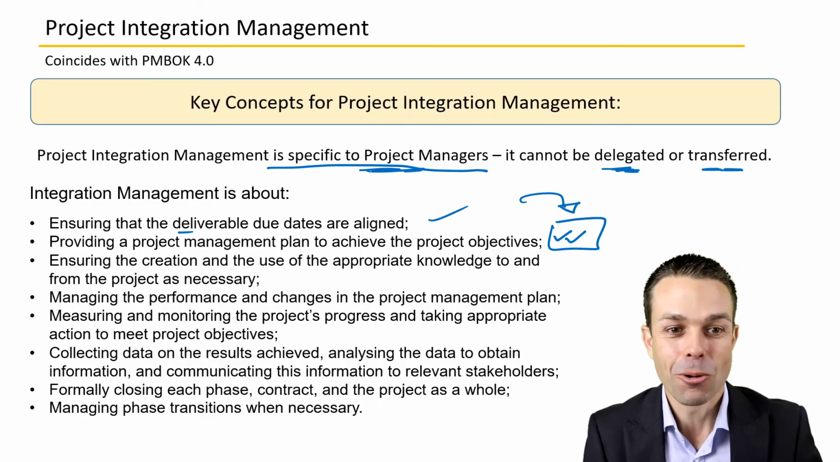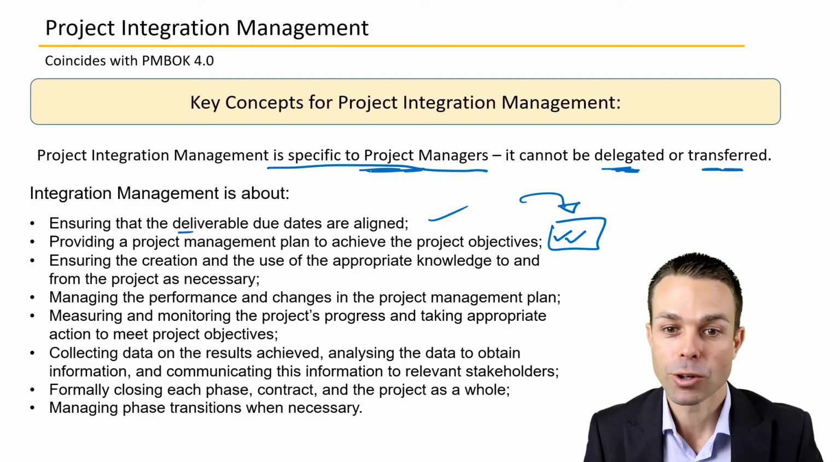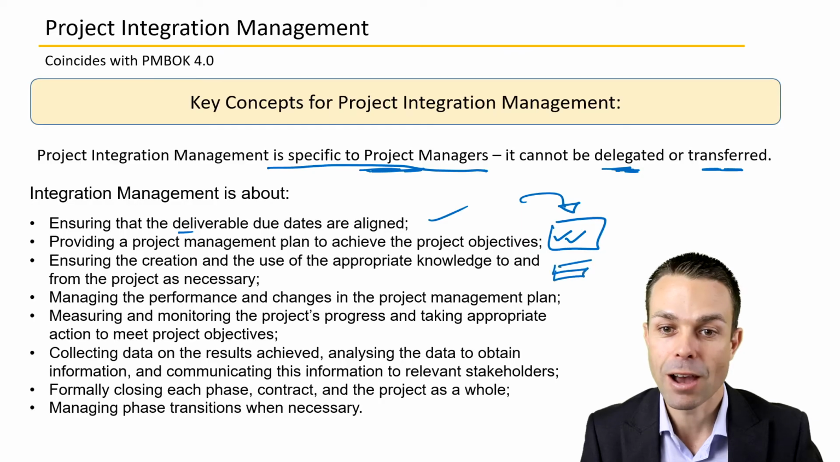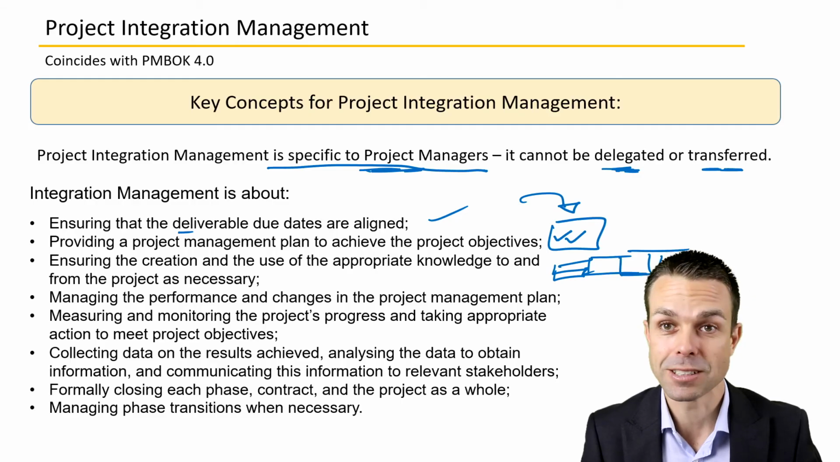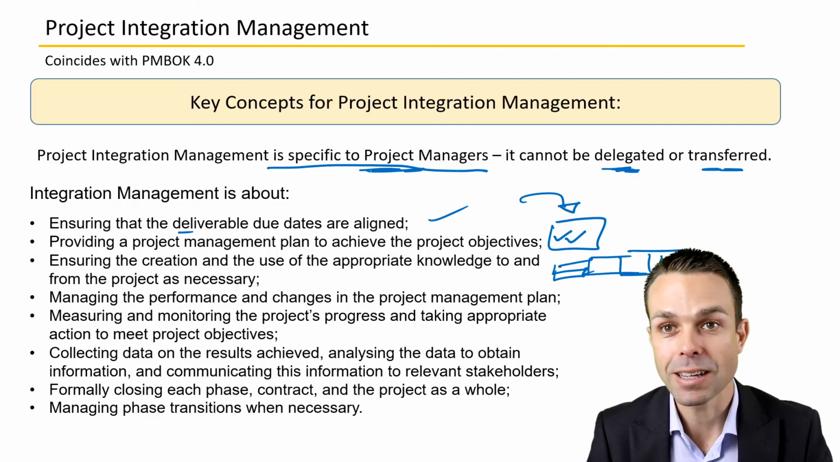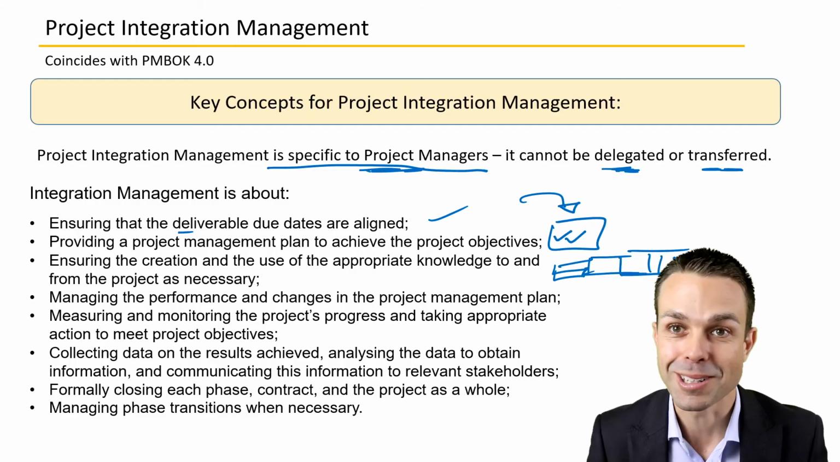We're ensuring the creation and use of appropriate knowledge. So, have we listed the activities of the project? Have we listed the scheduled dates of the project? And have we put them into our project management information system so that everyone can see what's expected and what we are delivering?